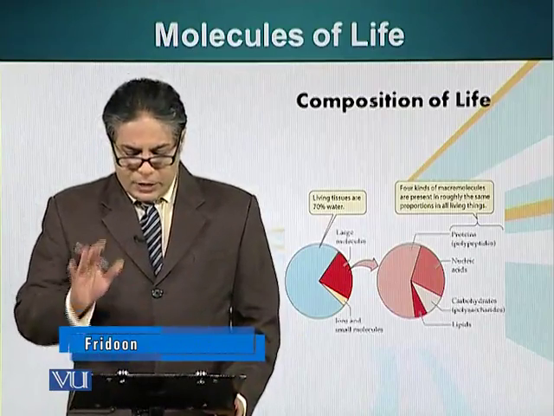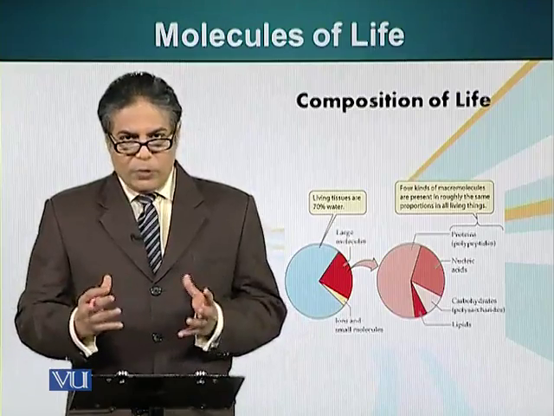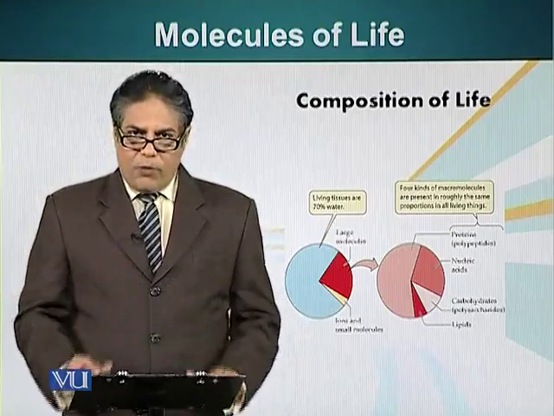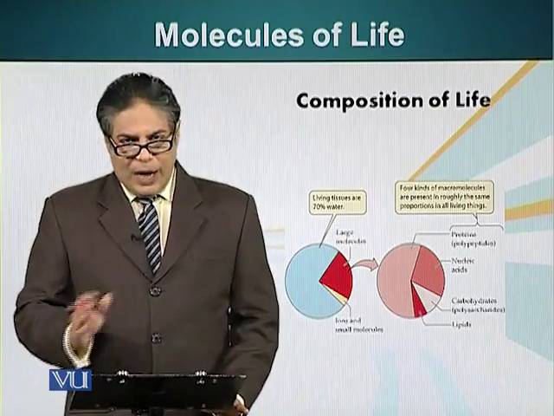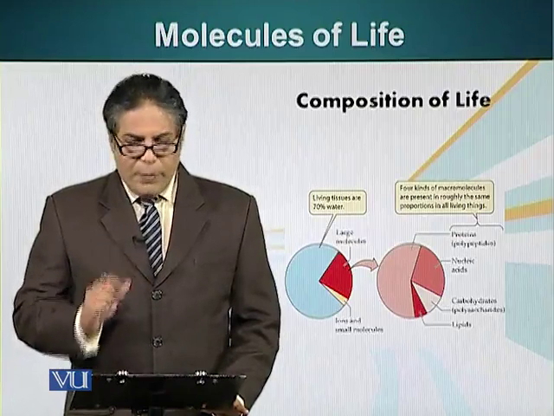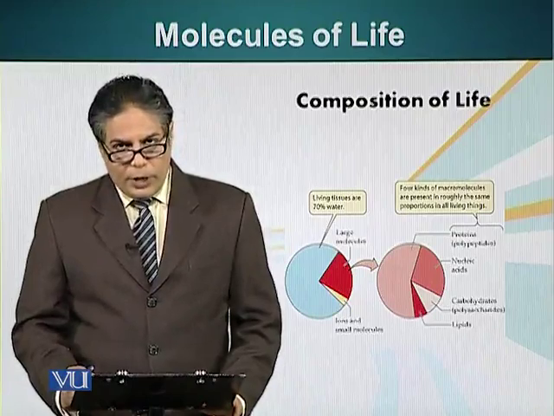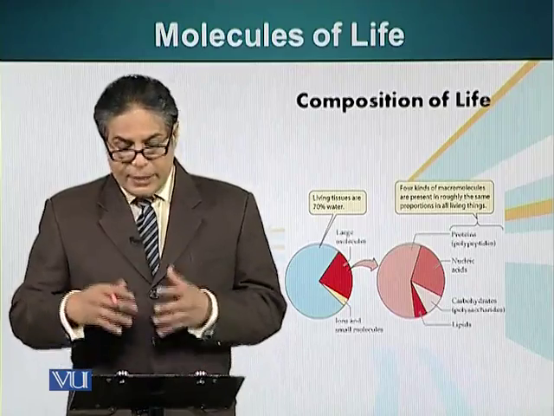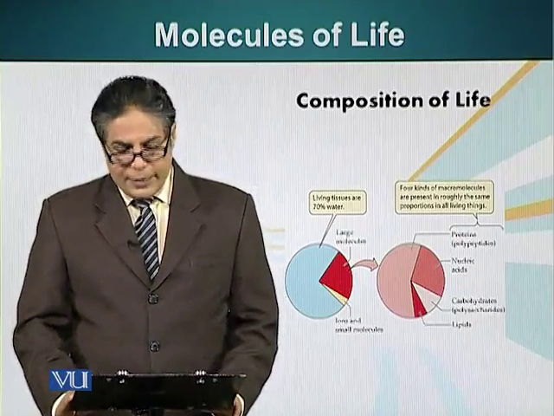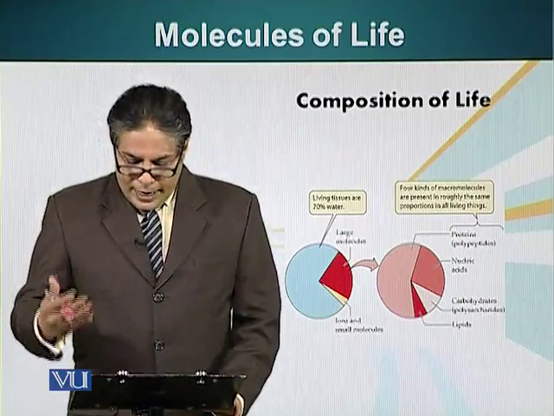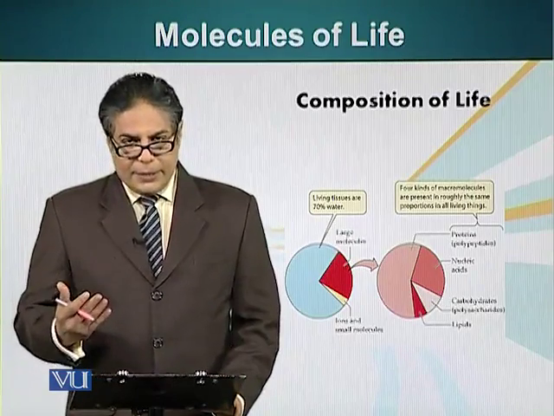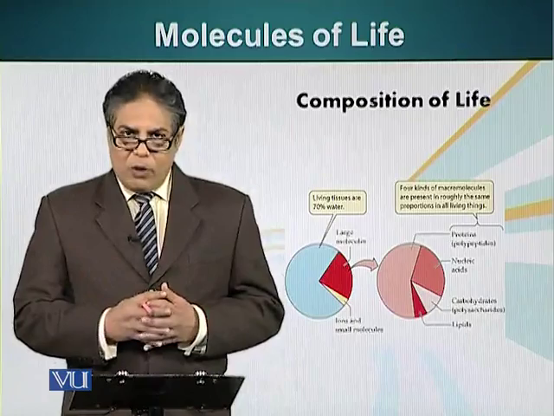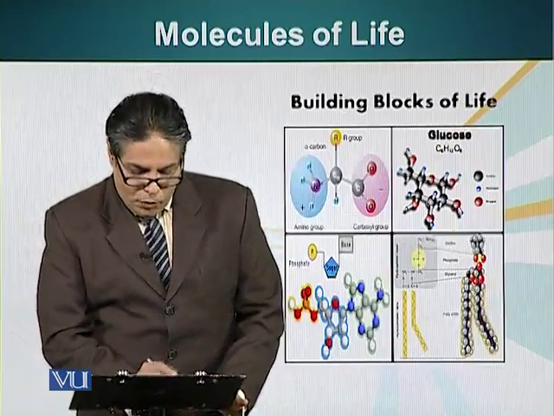Now let's look at these 4 molecules, the large molecules. Which type of molecule is the major contributor? You'll notice in the pie chart that the most abundant molecules in the cell are the protein molecules, followed by nucleic acids. Nucleic acids are the second most abundant type of molecules in the cell. Then the carbohydrates, and then the lipids. We'll look at the structures of these molecules and we will discuss their biological role in the next few modules.